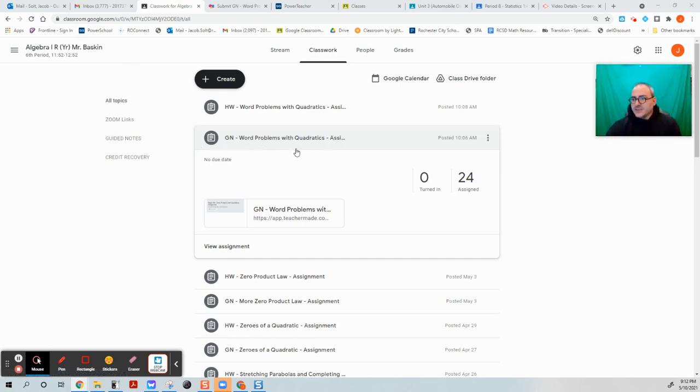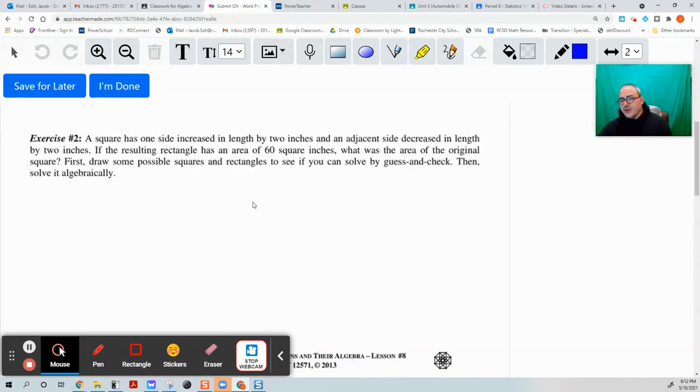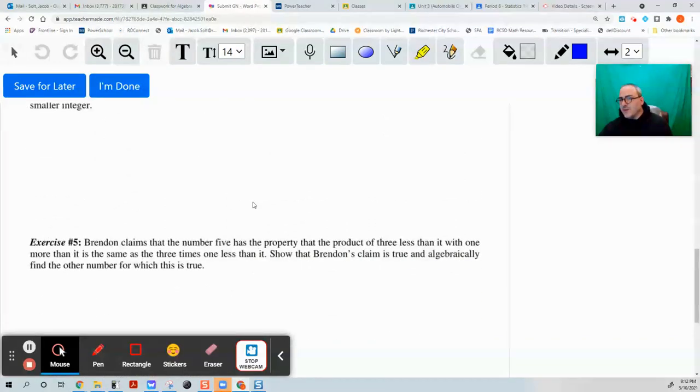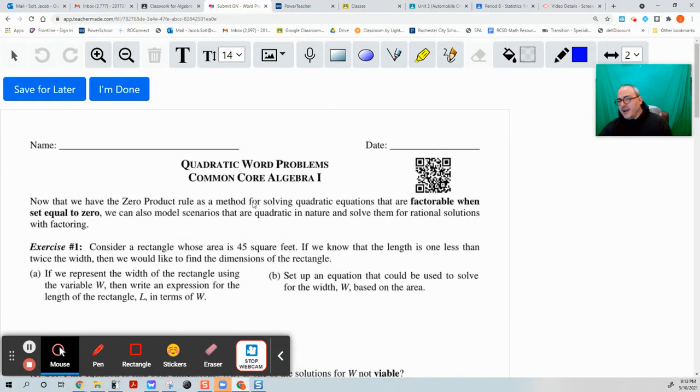So I think this is general notes, word problems with quadratics. It's a teacher-made assignment. If you click on this and sign in with Google, you'll get something that looks like this: Quadratic Word Problems, Common Core Algebra 1. I'm just going to go through these exercises. I think Mr. Baskin wants you to know all these, and then I'll leave the homework part for you. I might do some of these general notes just to help out, and we'll see if this helps anyone.